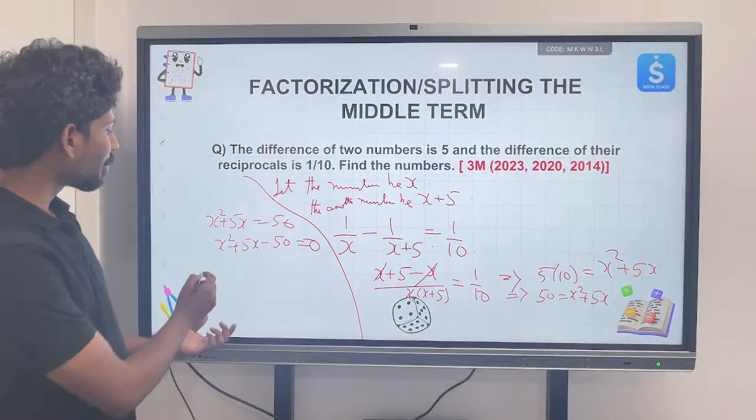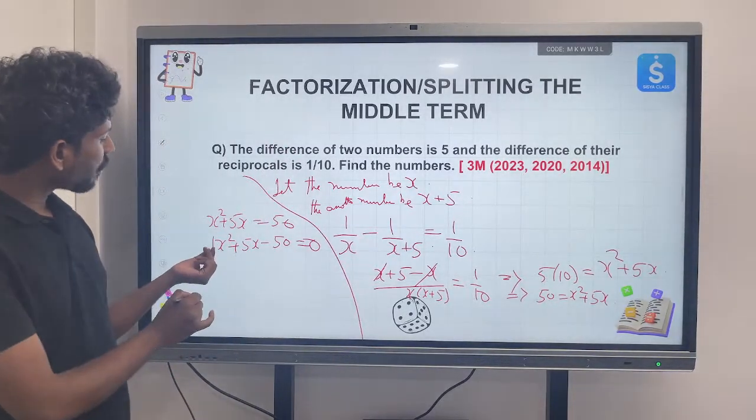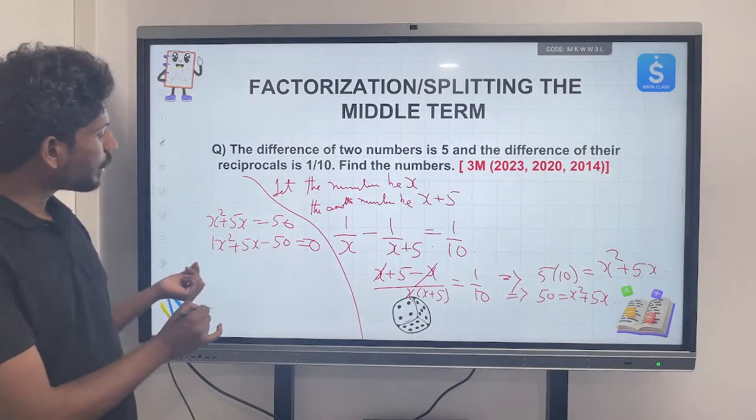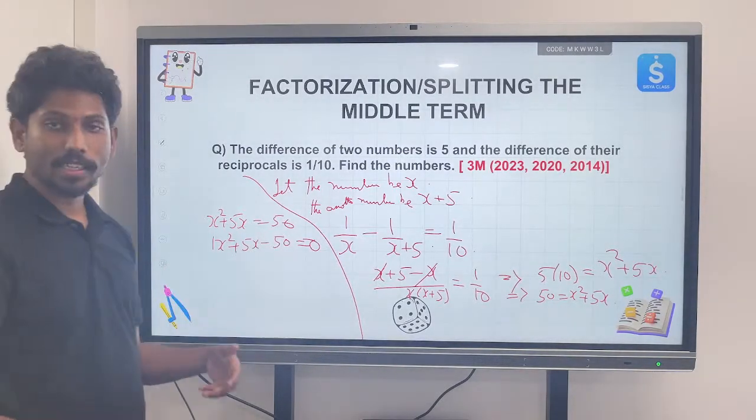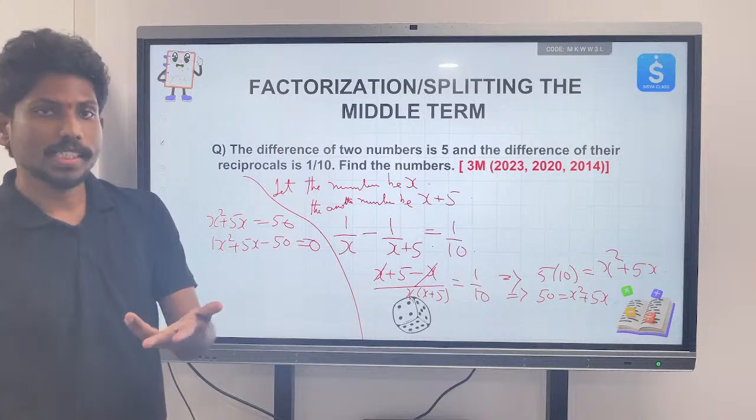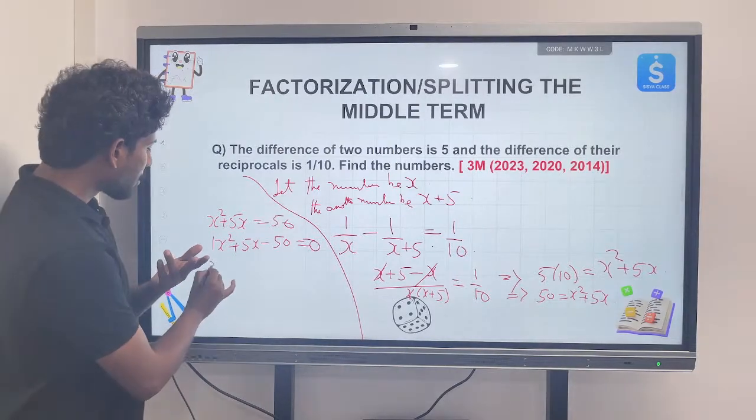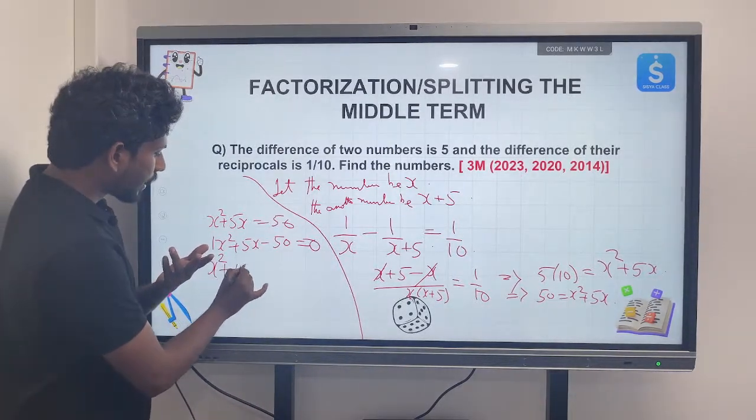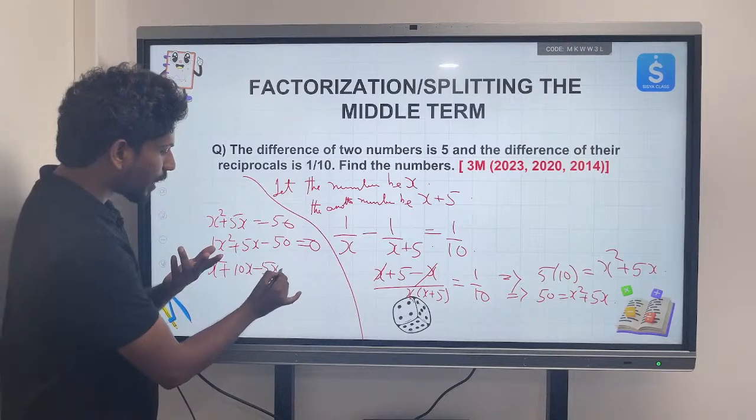We have seen splitting the middle term. You need to take the coefficient of x square into the constant: 1 into minus 50 is minus 50. What are the factors of 50? Can I say 10 and 5 give 50? So x square plus 10x minus 5x minus 50.